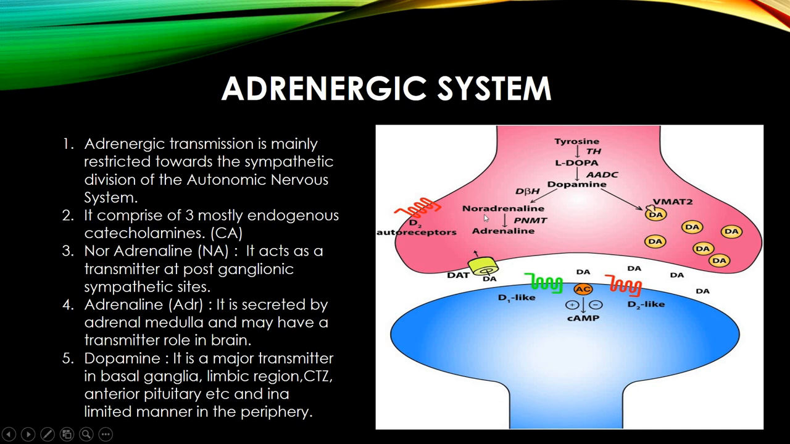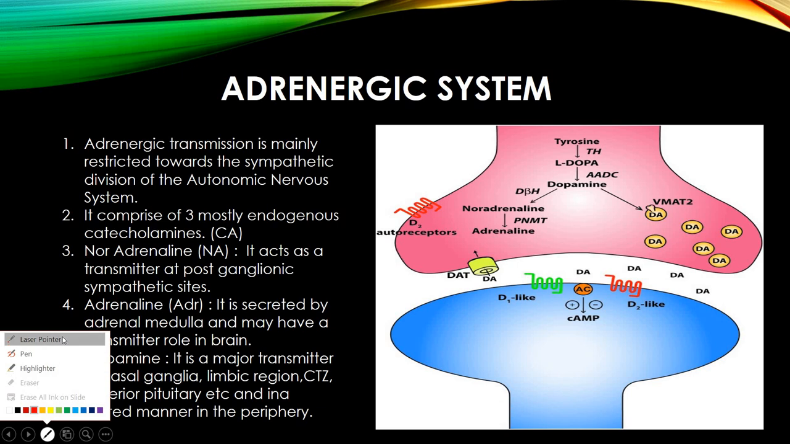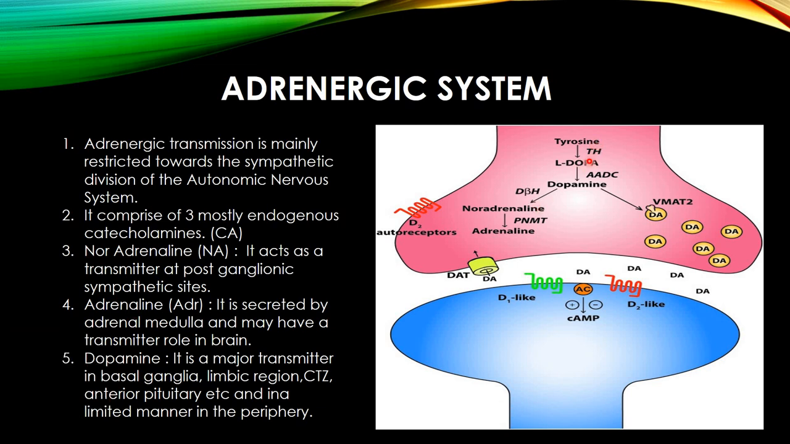On the right hand side, you all can see a picture. This picture is highlighting tyrosine, levodopa, dopamine, noradrenaline, adrenaline, meaning the release of the catecholamines. Its source is tyrosine. This is a presynaptic neuron, this is a postsynaptic neuron and this is the synaptic cleft, and this way these neurotransmitters are released.